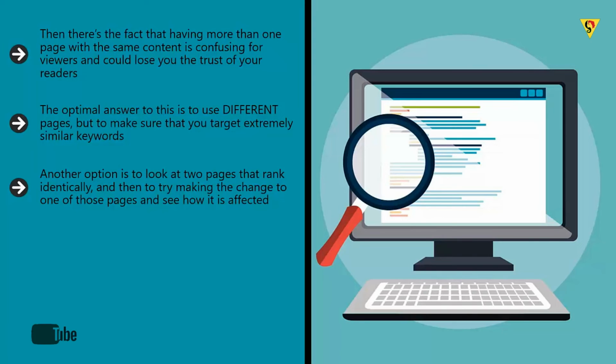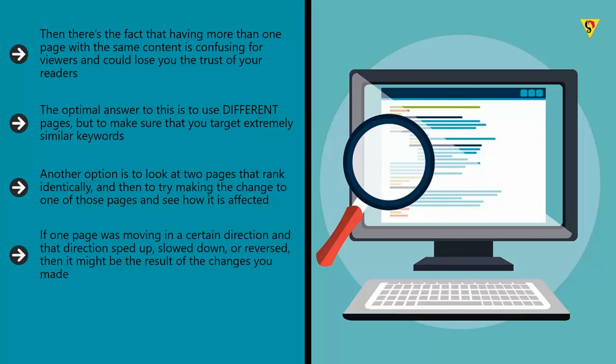This is a slightly better strategy because you are starting from a similar place. What's more is that you can open up your stats and then use the historical data in order to make a forecast of how the web pages should have behaved. If one page was moving in a certain direction and that direction sped up, slowed down, or reversed, then it might be the result of the changes you made, especially if the matched page did not show the same changes.